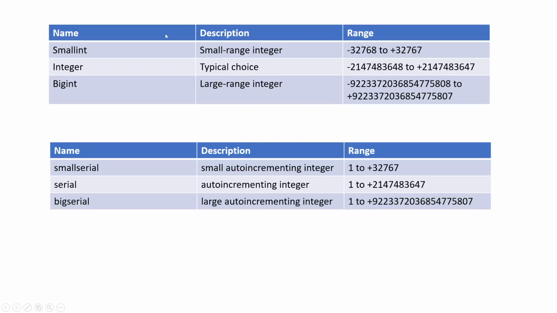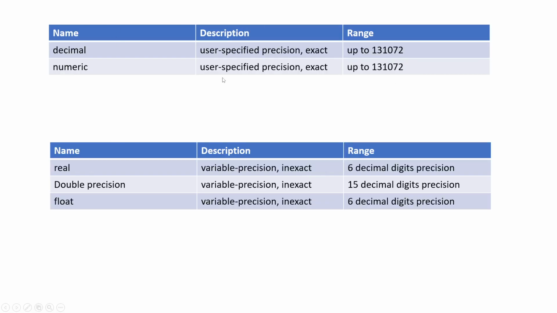Just so you know, the most common one is integer, and it's a whole number, so no digits, no decimal points, only whole numbers. Now, if you want decimal points, you have two types of data types. You have decimal and numeric, and the other ones, which are real, double precision, and float. And the difference between these two is that the first two are very exact, and I will show you now, and these are inexact, only exact up to these decimal precisions.